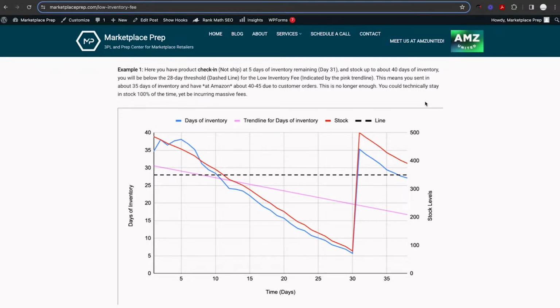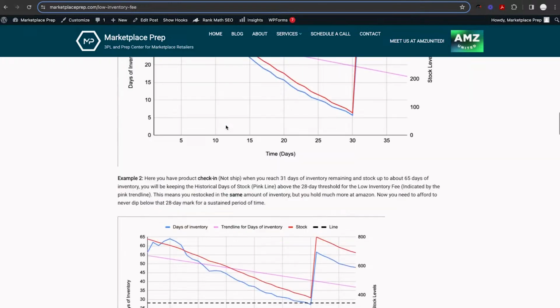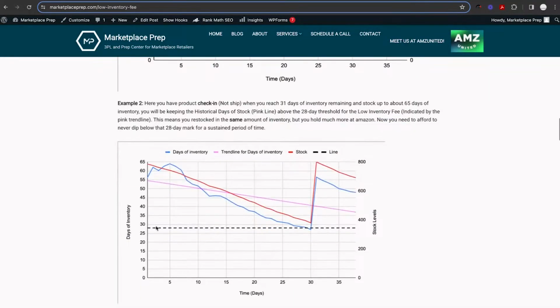Now, let's say you take that same exact restock cycle, but instead of stocking 40 days, you stock up to about 64, 65 days. And you decide to restock at the, let's say, 37, 38 day point. You're going to maintain above this line. Can you dip below it slightly? That's kind of where this blue line comes into play. Yes, Amazon allows that. Our goal is the average, which is this pink line.